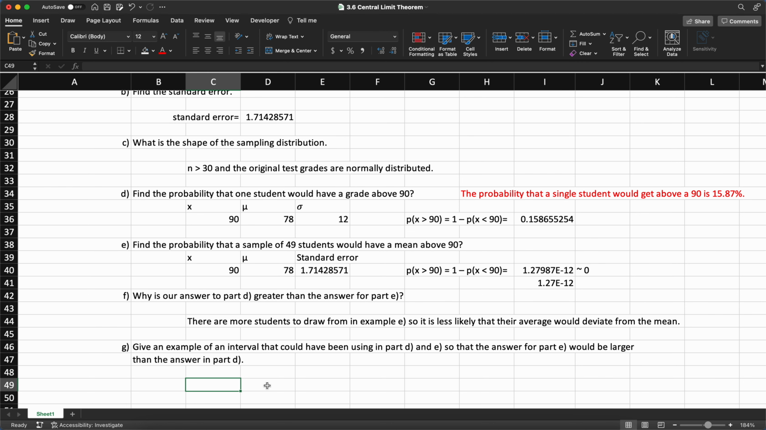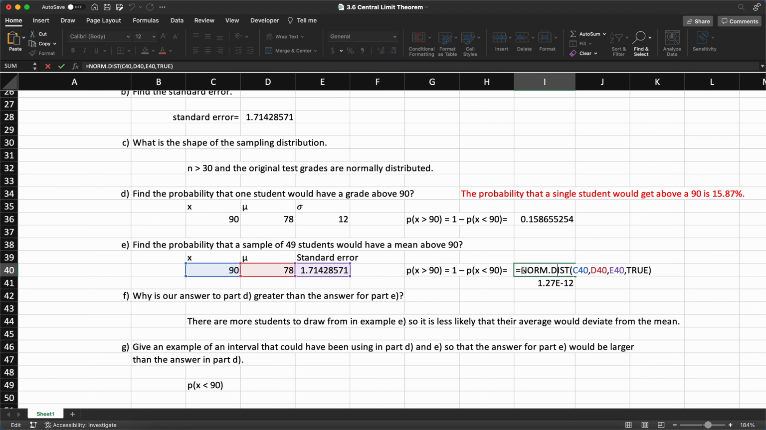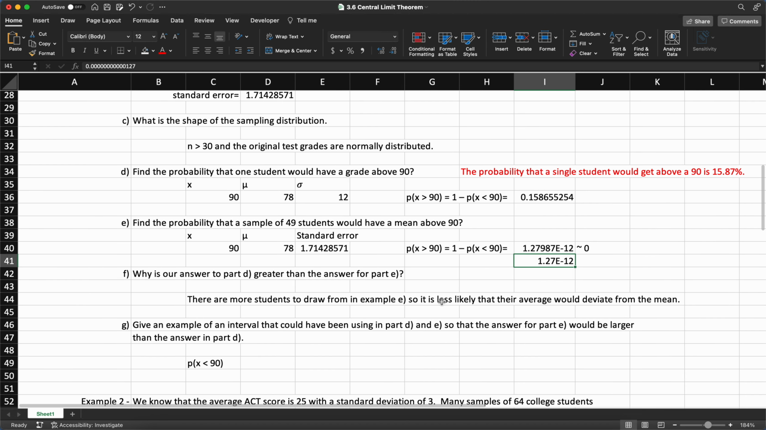Well, what we can do is, if 78 is in the interval that we're looking for, if I found the probability that X was less than 90, then my answer for part E would be really close to 1. Because remember, I did 1 minus the probability that X was less than 90. If we look at just norm.dist without the 1 minus, it tells me that it's 1. It rounds it to 1. It's not exactly 1, but it's really close to 1. So when I do 1 minus that number and I get something really close to 0, it's not surprising.